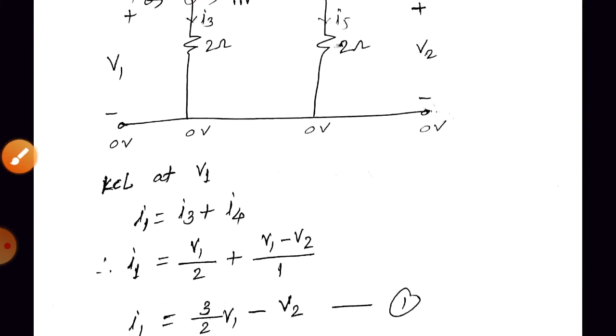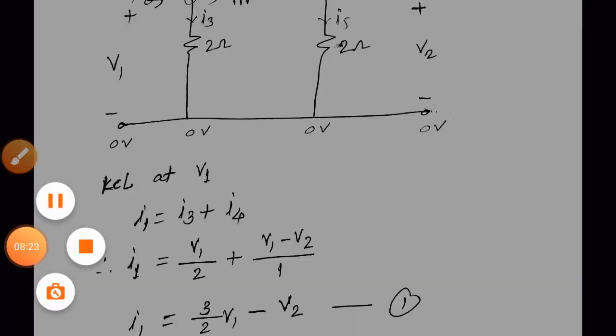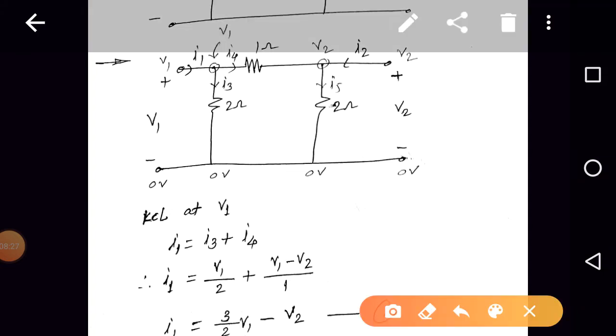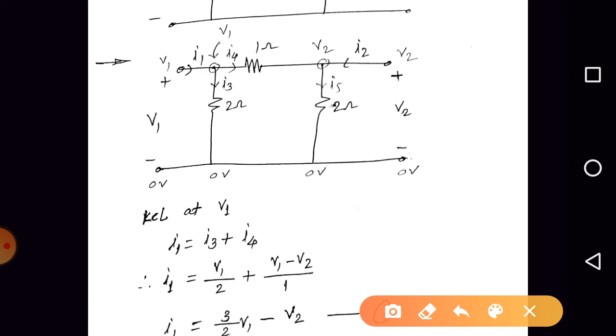Sum of incoming current is equal to sum of the outgoing current, right? Next, how many incoming currents are there at node V1? Only one, that is I1, right? So I1 is equal to I3 plus I4.